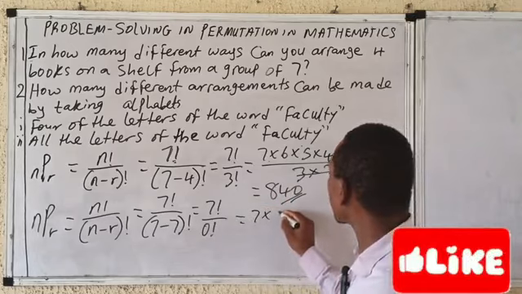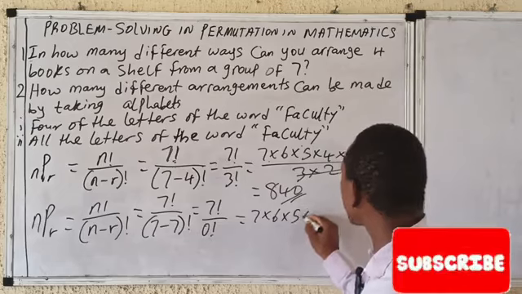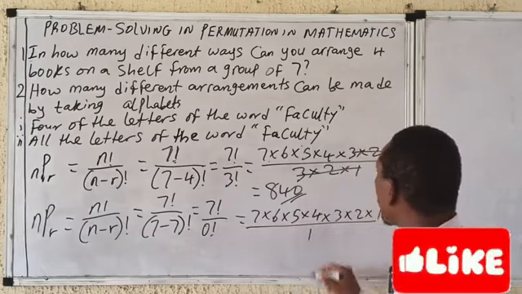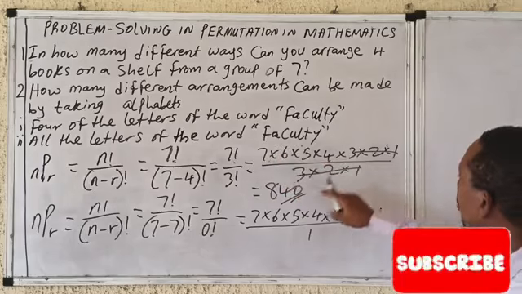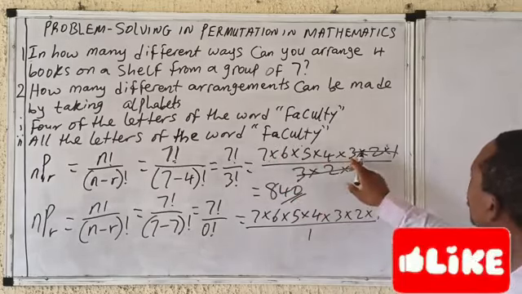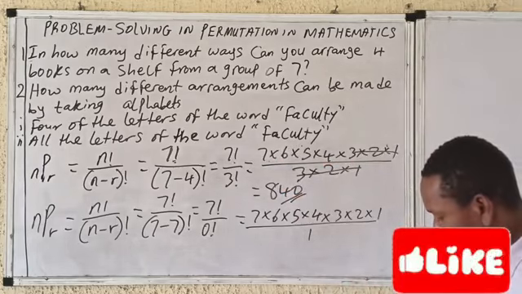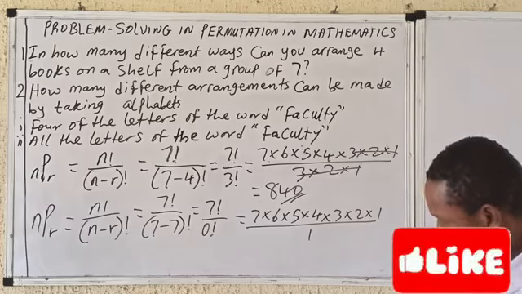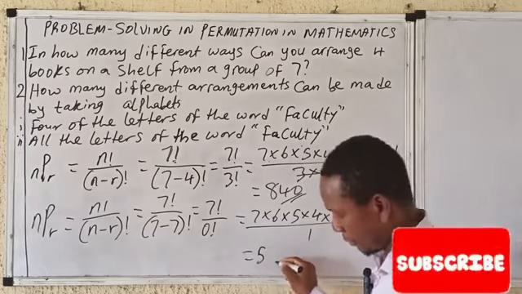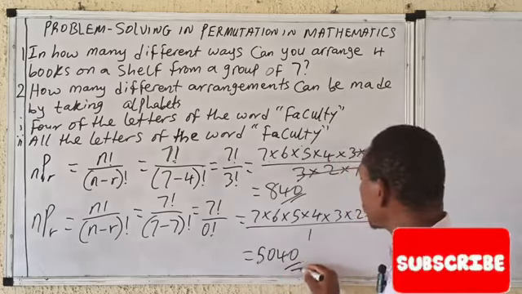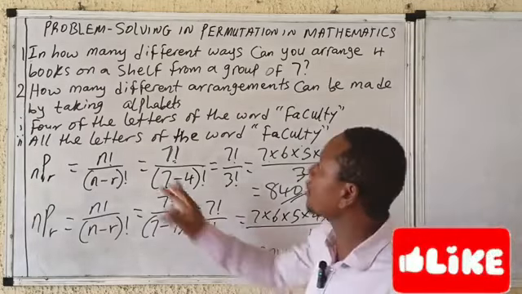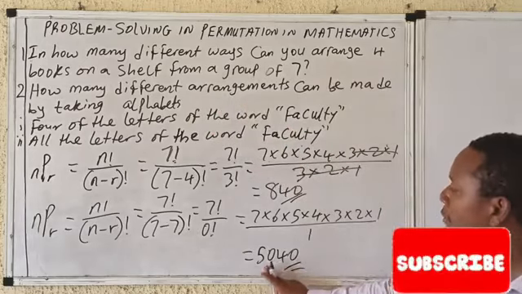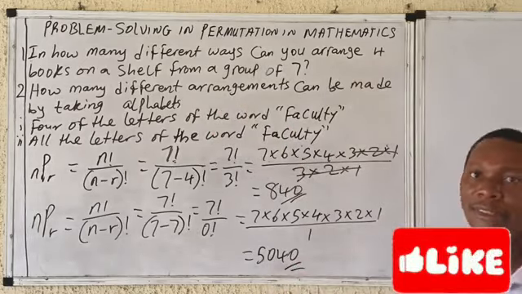So we have 7 times 6 times 5 times 4 times 3 times 2 times 1 all over 0 factorial, which is 1. If you take a look at it, when you did the multiplication, you have 840. So I'll just use 3 and 2 to multiply 840, and that will be your answer. You have your answer as well, 5040. So the number of different arrangements is 5040.